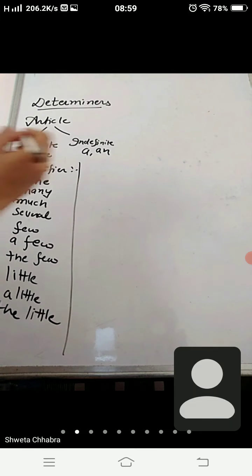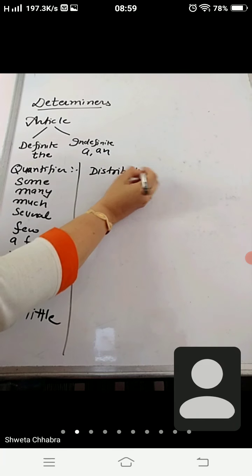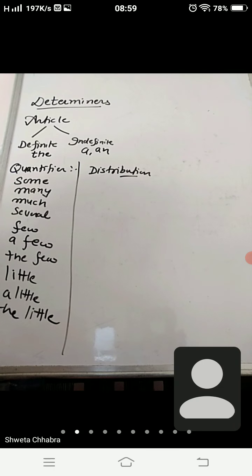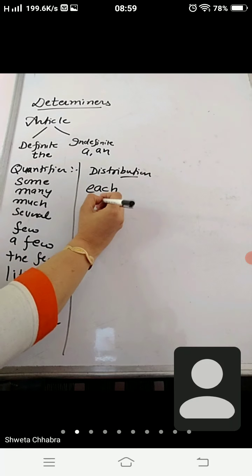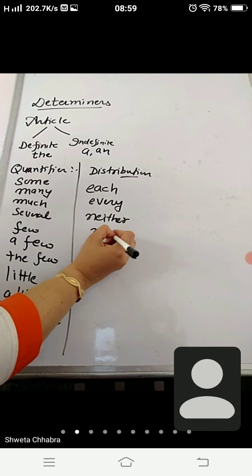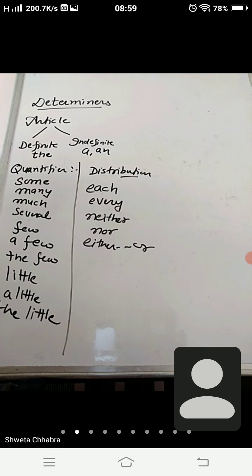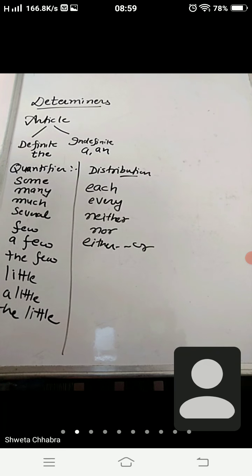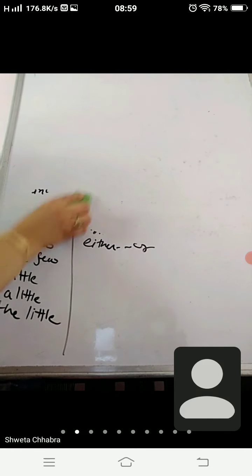After that we have determiners of distribution. In your paper, the kind will not be asked. You have to only fill in the blanks. Okay. So each, every, neither, nor, either, or, all these are distributive determiners. Okay. You just recall them because we have done this topic in detail two times. I'm taking only the gist.